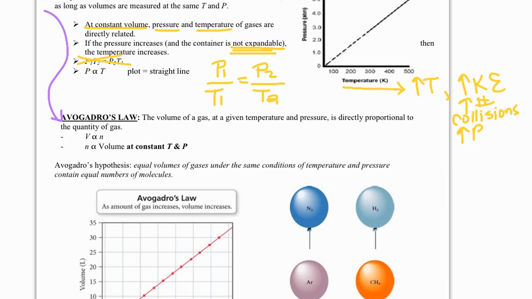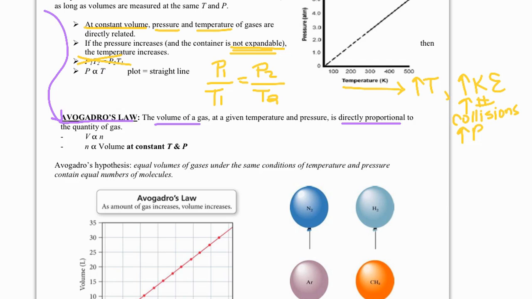So Avogadro's law is from Amadeo Avogadro. This is one of his important contributions, in addition to Avogadro's number, obviously. His big contribution was with gases, which is where Avogadro's law and Avogadro's number came from. He found out that the volume of a gas at a certain temperature and pressure is directly proportional to the quantity of gas you have.